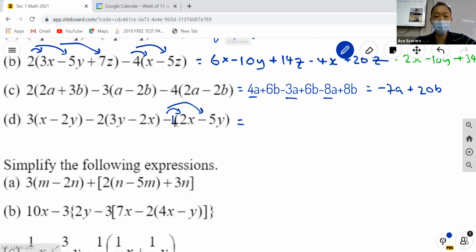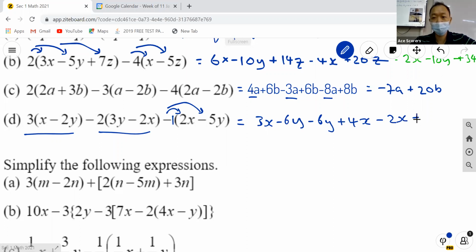It's a 1 time of this thing. 1 time of this thing. So what we do is we do the rainbow thing, right? So we get 3x, take away 6y. That's from the first part. Second one, negative 6y, then plus 4x. And the last one, minus 2x, plus 5y. Right? So same thing, group all the x and the y's together.